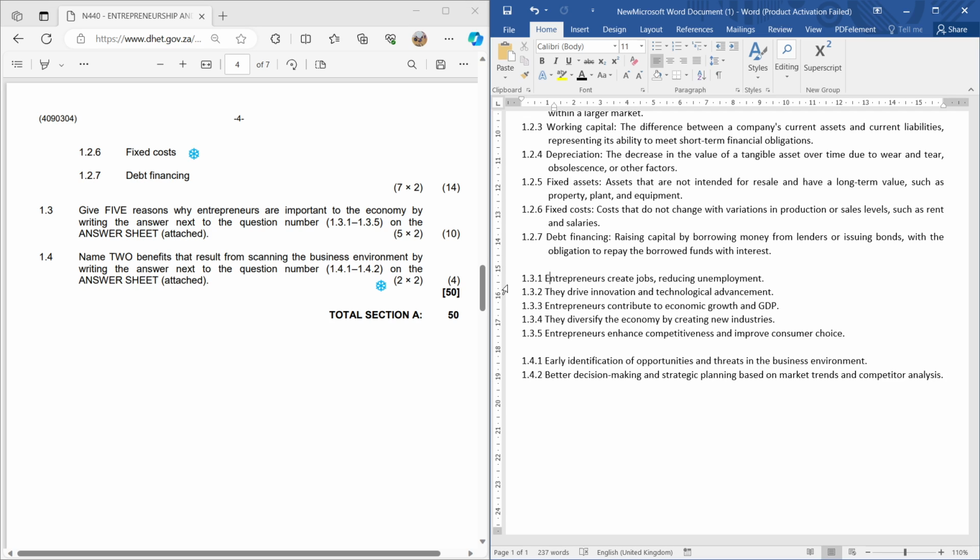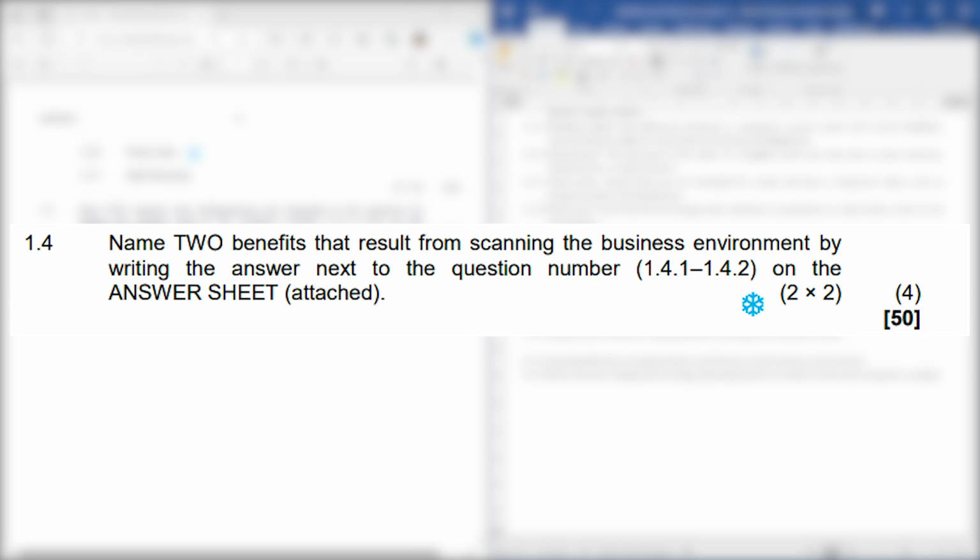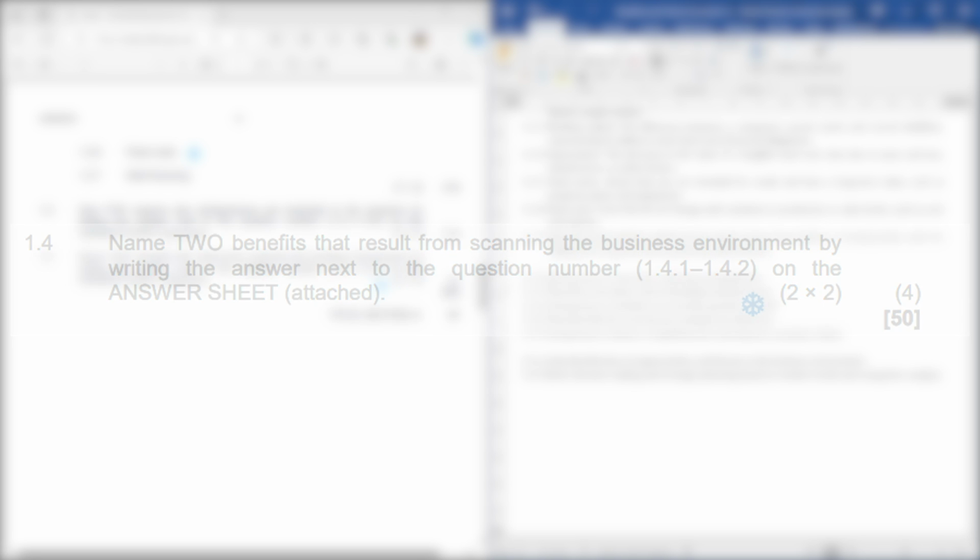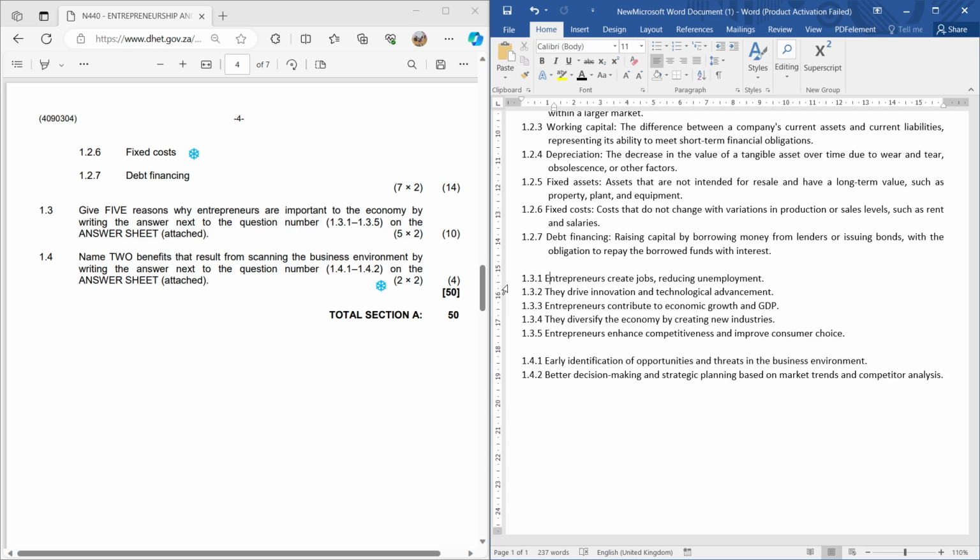Right, so let's look at the last question of the day, which is 1.4, and it reads as follows. Name two benefits that result from scanning the business environment by writing the answer next to your question number on the answer sheet. Right, so the first benefit is early identification of opportunities and threats in the business environment.